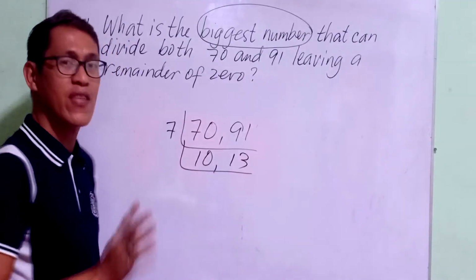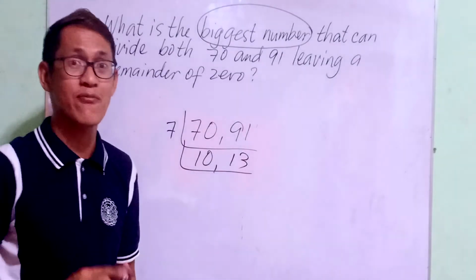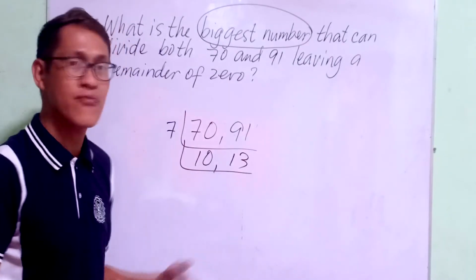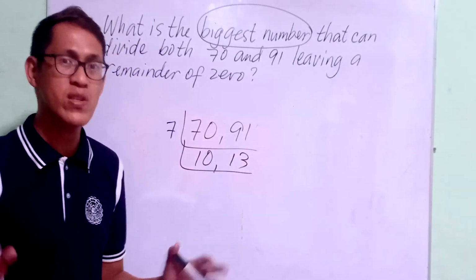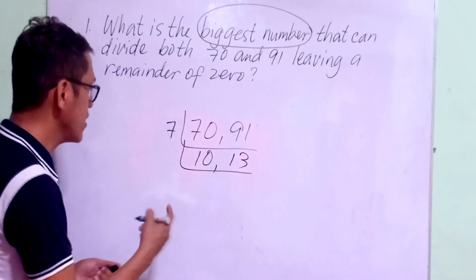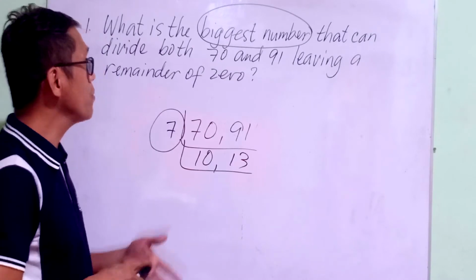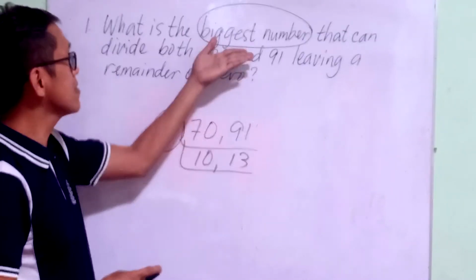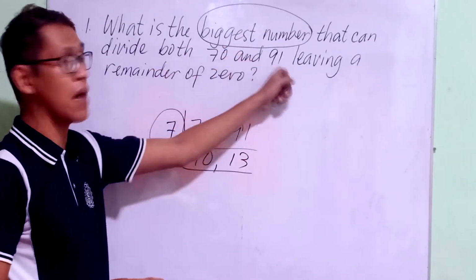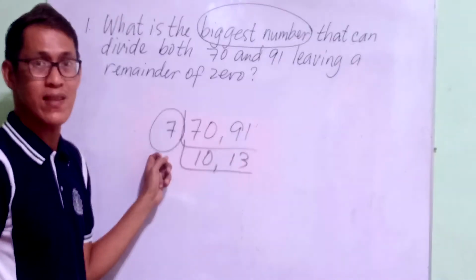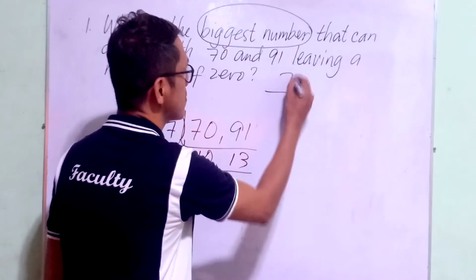What about 10 and 13? What can you divide them by aside from 1? Only 1, right? Their only common factor is 1. So we stop there. So it's understood that our GCF is 7. So the biggest number that can divide these numbers, leaving a remainder of 0, is 7. So our answer here is 7.